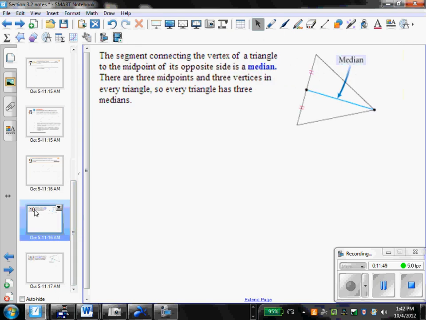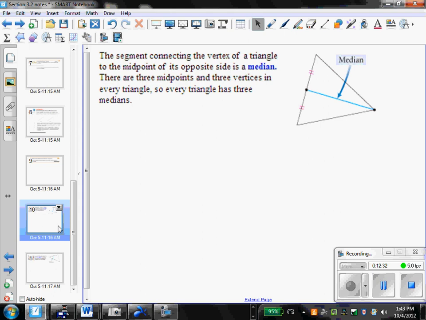Okay, we have a couple more things to talk about in this section, and one of them is the median of a triangle. We did talk about this a little bit in chapter 1, but we want to make it an official definition in your notebook. So the definition of a median is the line segment connecting the vertex of a triangle to the midpoint of its opposite side. Put me on pause and make sure you get that definition into your notebook. There are 3 midpoints and 3 vertices in every triangle. So every triangle has 3 medians.